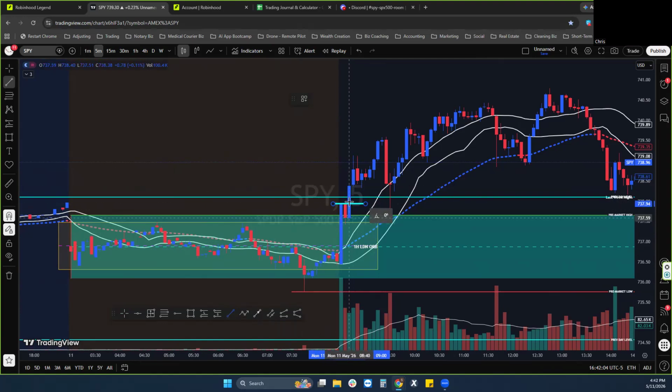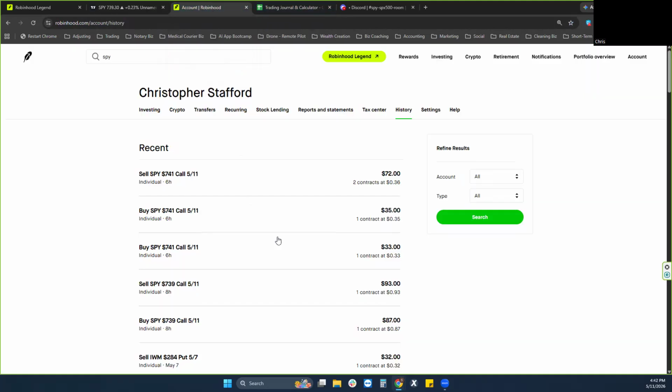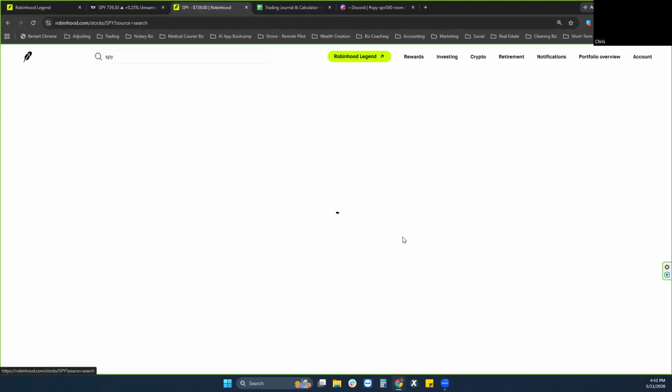Once price broke above that, then we should have been entering the trade, and we could have got a much better entry on that at, let me see, what was that price? So it was 87 when we got in, but I think when I saw it, it was around, man, I want to say maybe like 38 cents or something like that. And I can double check that. Let me go here, SPY.